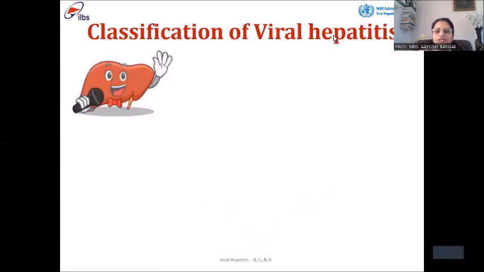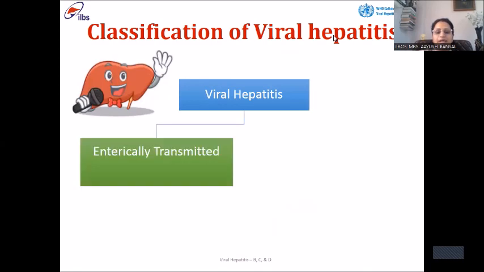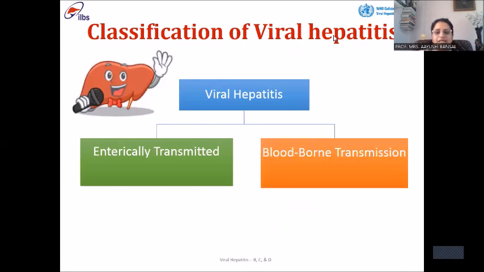Now, the classification of viral hepatitis. Viral hepatitis can be divided into enterically transmitted, as we heard, through water or contaminated food, and the second one is bloodborne transmission, that is parenteral transmission. Enterically transmitted viral hepatitis includes hepatitis A and hepatitis E. Bloodborne transmission includes hepatitis B, C, and D.